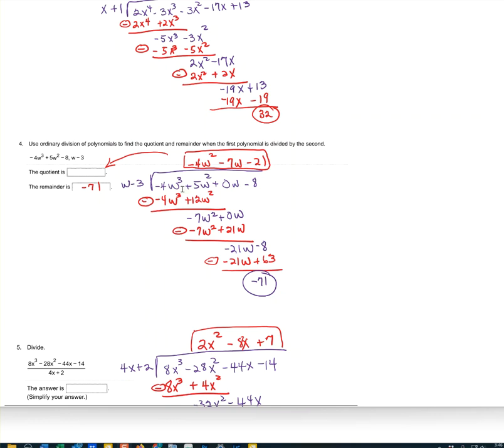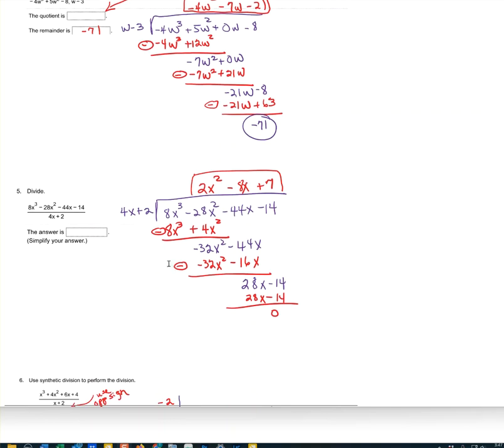w into negative 4w cubed is negative 4w squared. And then we go through the whole thing. Remember here, you're pulling down 0w. That's fine. You're still going to do the problem the same way, and you get negative 71 for your remainder. So quotient goes here, and remainder goes here.